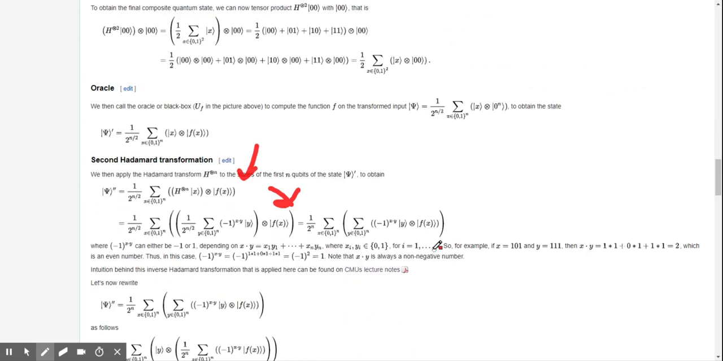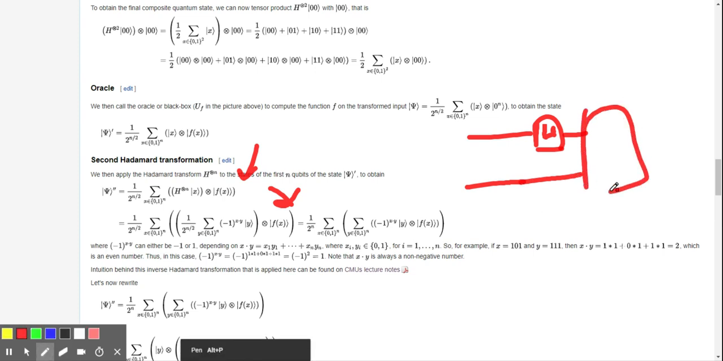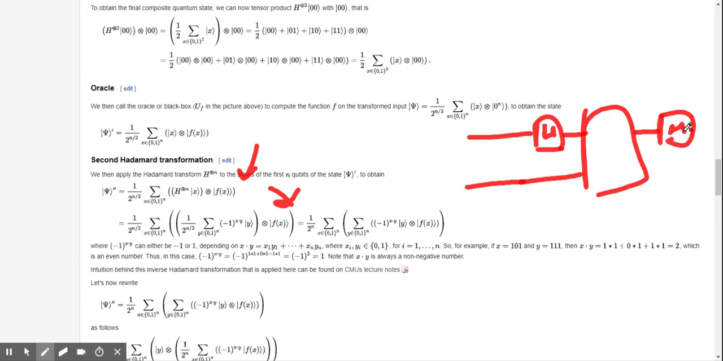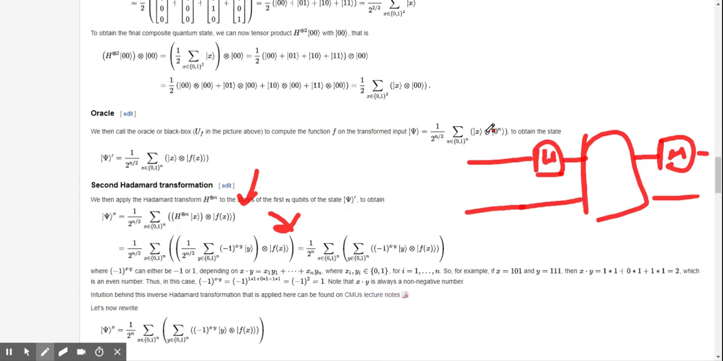If that's a circuit, we've got the first register here, then a Hadamard on the entire register, and then the second register here. And then we've got the box, and then another Hadamard here, and then the measurements, correct? That's more or less what we have in here. Those are both initialized at 0, according to that picture.